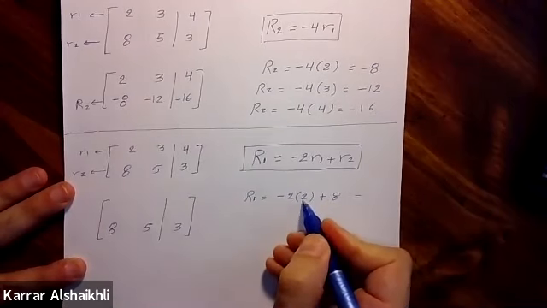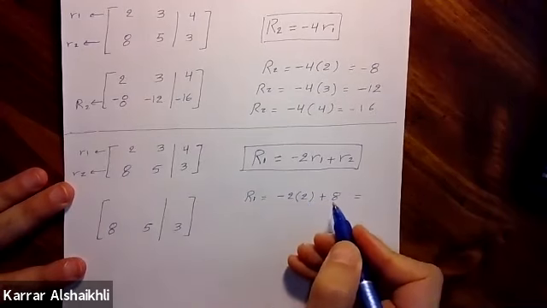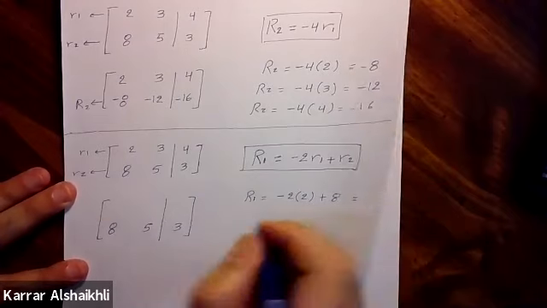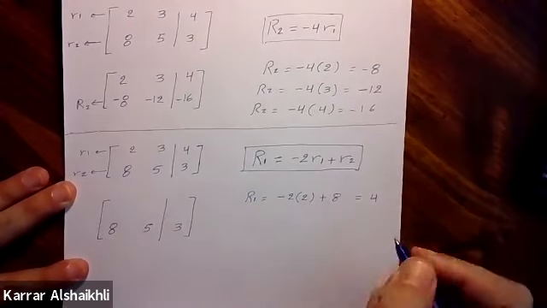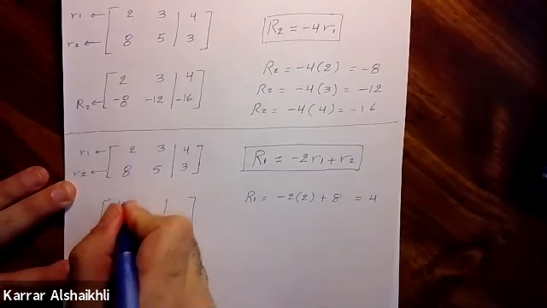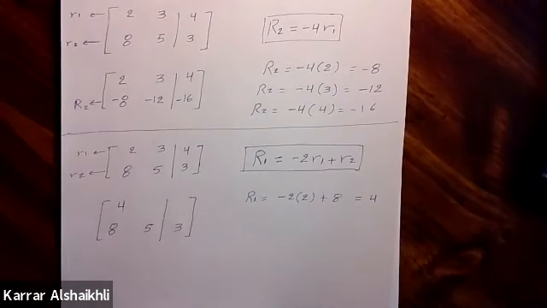Negative 2 times 2 is going to be negative 4. Negative 4 plus 8 is going to be 4. So the first number here is going to be 4. Let's do the second number.